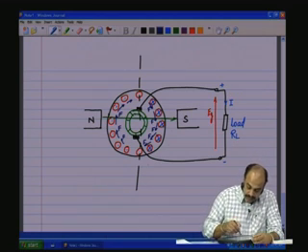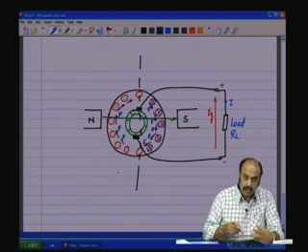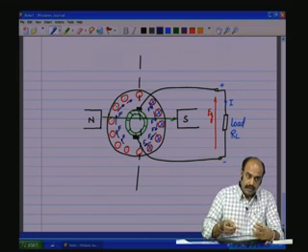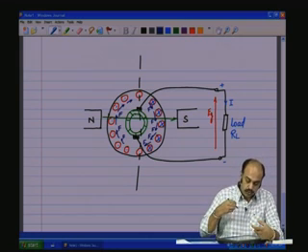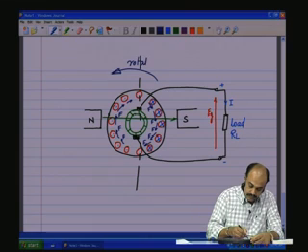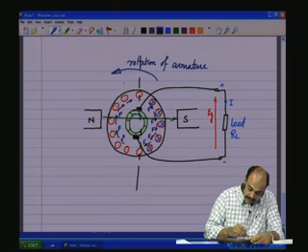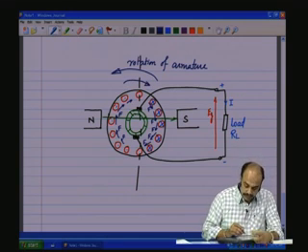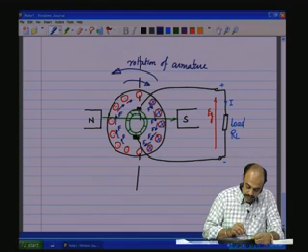Now, this force is applying a torque on the shaft, and the prime mover has to overcome this, which means now the rotation is in this direction, anti-clockwise. This is the rotation of armature, but the loading effect is giving a rotating torque which is in the clockwise direction.